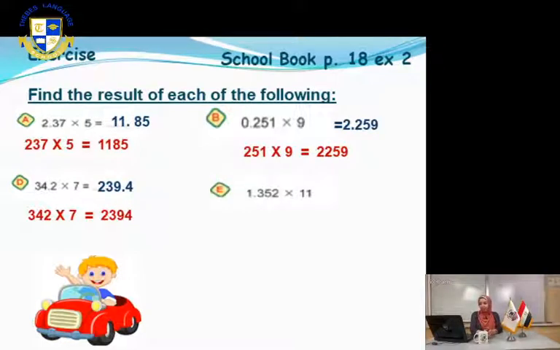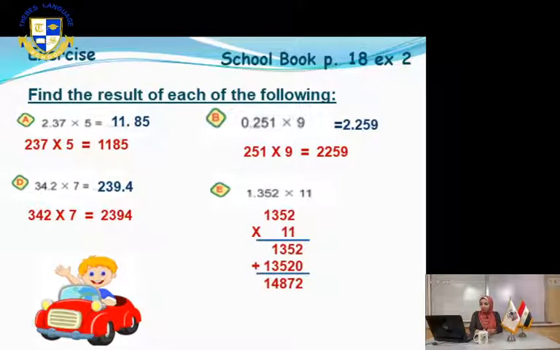1.352 multiply 11. Here we have a decimal number multiply a whole number, but this whole number has 2 digits. As we have studied before at primary 4, how can we multiply 2 digits? We have steps. They are units, tens, 0 of tens, plus. Let's start from the unit digit. 1 multiply 2 equals 2. 1 by 5, 5. 1 by 3, 3. 1 by 1, 1. Then put the magic 0, that 0 of tens. Don't forget it, please.